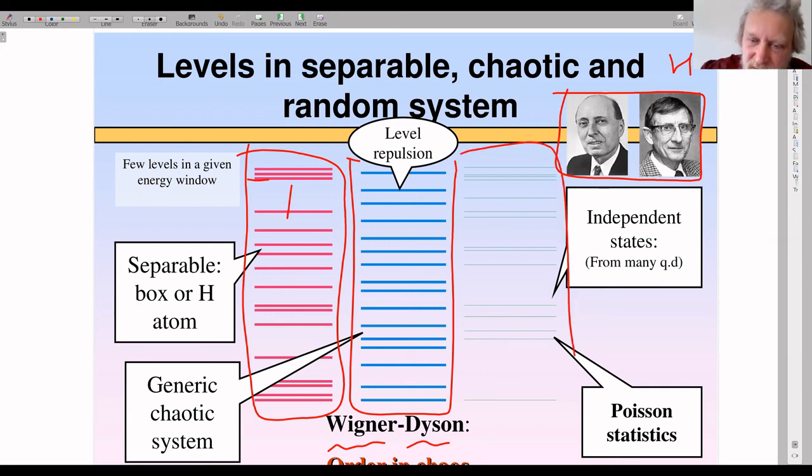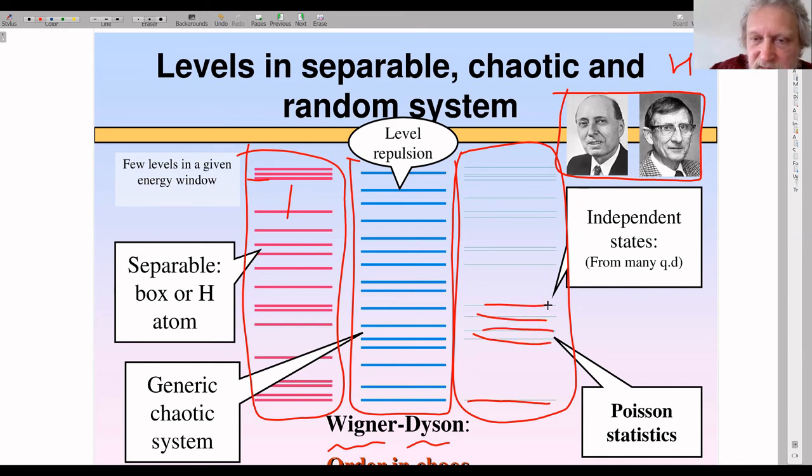Surprisingly, if one just puts some levels at random, without caring about correlations between the levels, the picture, let me quickly draw these levels, will also be qualitatively the same as for regular geometry. Which is distinct from what I put in the middle, the Wigner-Dyson distribution.